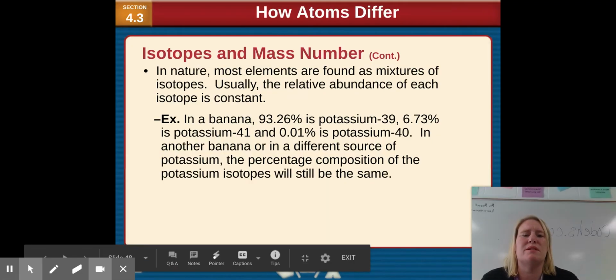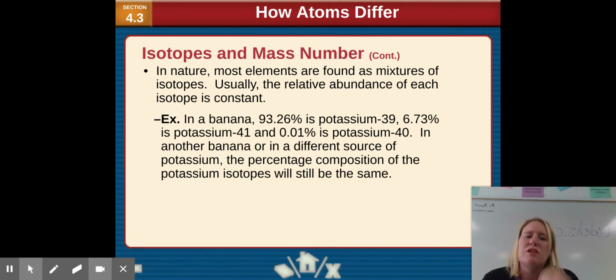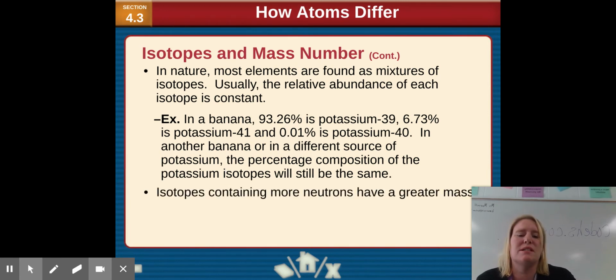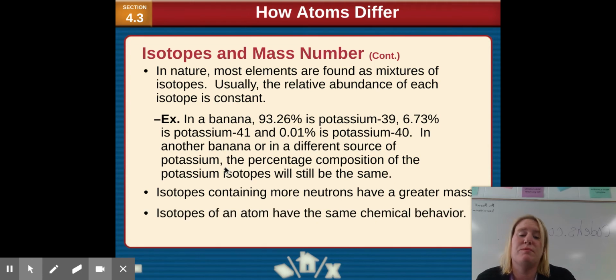So in nature, most elements are found as mixtures of isotopes. Usually the relative abundance of each isotope is rather constant. So for example, in a banana, there's 93.26% potassium-39, 6.73% potassium-41, and 0.01% potassium-40. So in another banana or in a different source of potassium, the percentage composition of all the isotopes is essentially the same. Isotopes containing more neutrons have a greater mass because neutrons are kind of big and weigh a lot. Isotopes of an atom have the same chemical behavior.